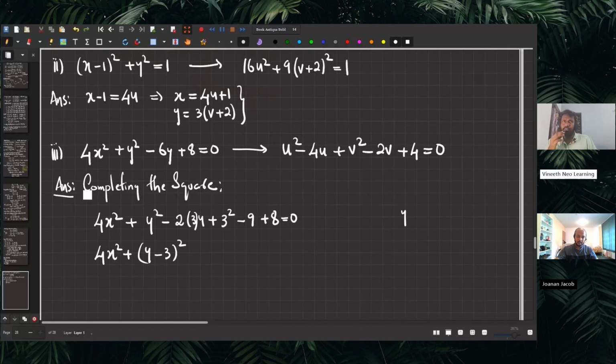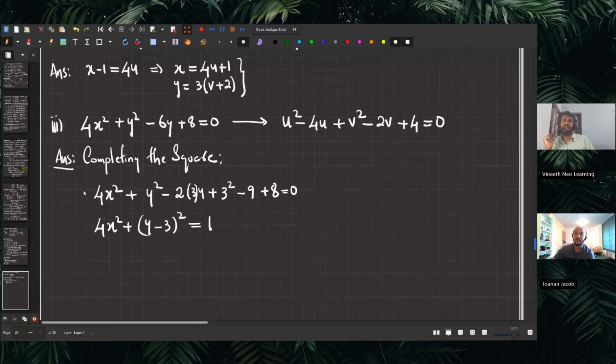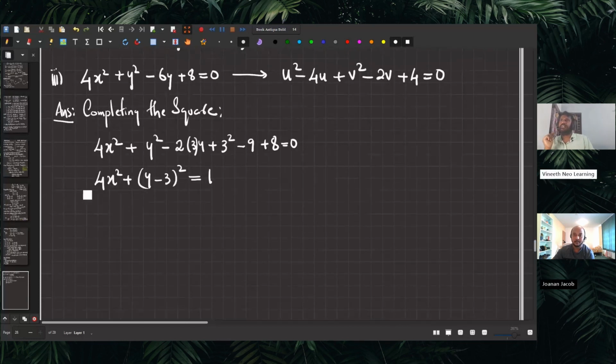So y squared plus 3 squared minus 2 into 3 into y, right? Yes, plus 8 minus 9, it will be negative 1, so it will move to the other side to get 1. So this has become a standard form: 4x squared plus (y minus 3) whole squared is equal to 1. Okay, now let's convert the other one into standard form. Let me write this as the LHS: u squared minus 4u.